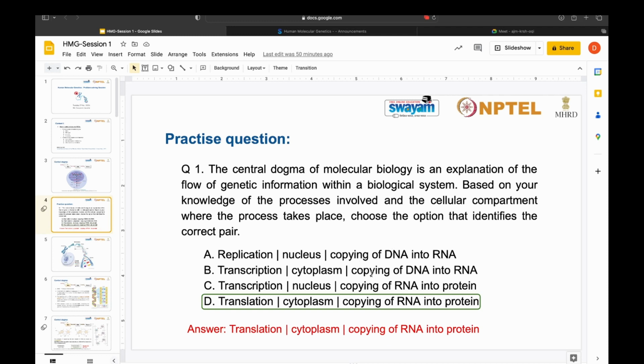Then if we look at the second option, that is transcription, and it says that it happens in the cytoplasm. From here itself it's wrong because transcription occurs inside the nucleus. So we can reject this option. Then the third option says transcription, nucleus, and copying of RNA into protein. Transcription is the conversion of DNA to RNA, not RNA to protein. So the third option cannot be correct. Then the fourth option is translation, which occurs in the cytoplasm and is the copying of RNA into proteins. This is the correct one because RNA into protein happens in the cytoplasm. So option D is the correct answer.